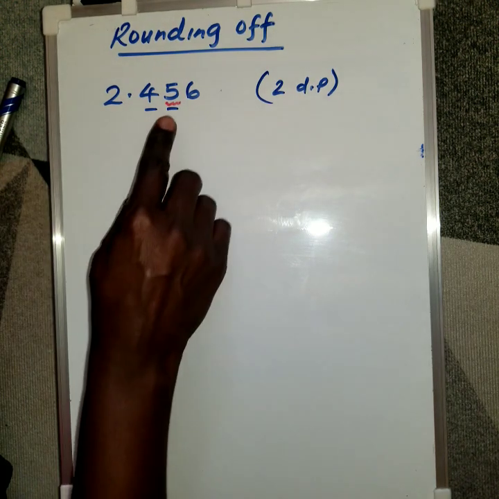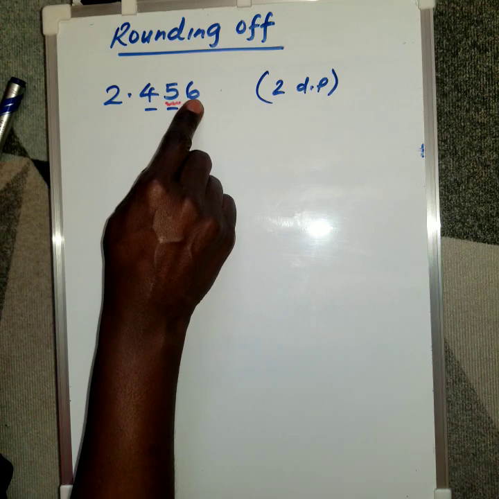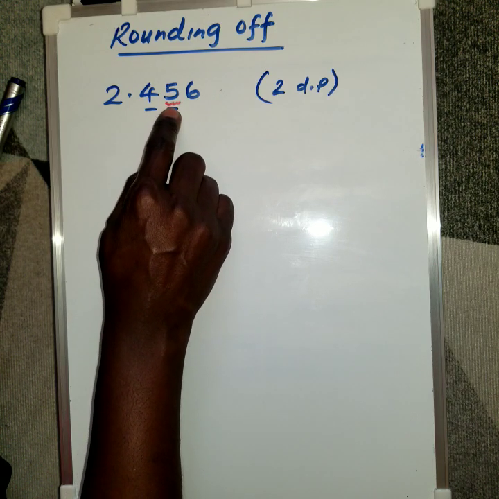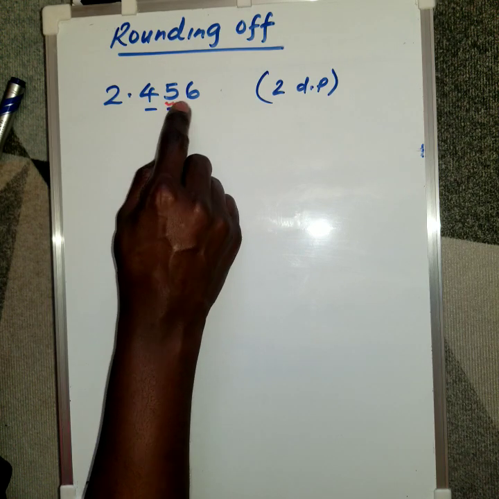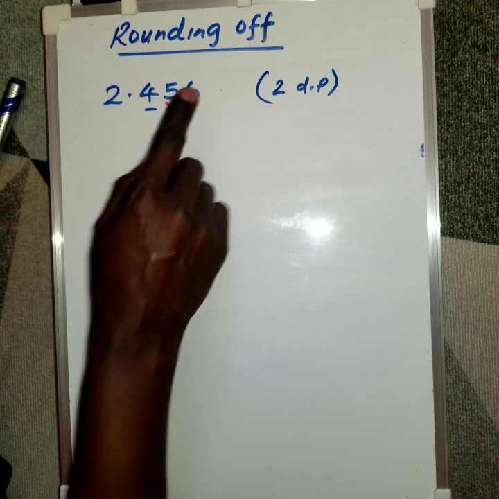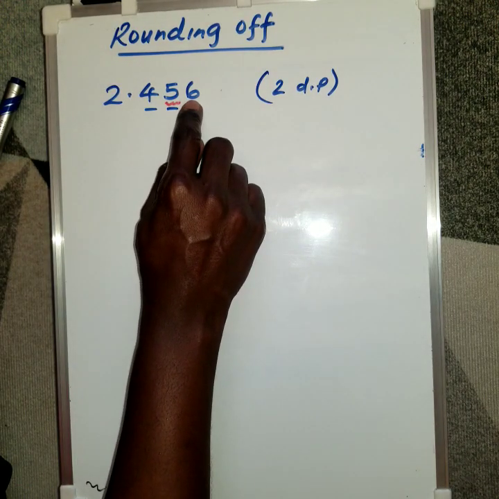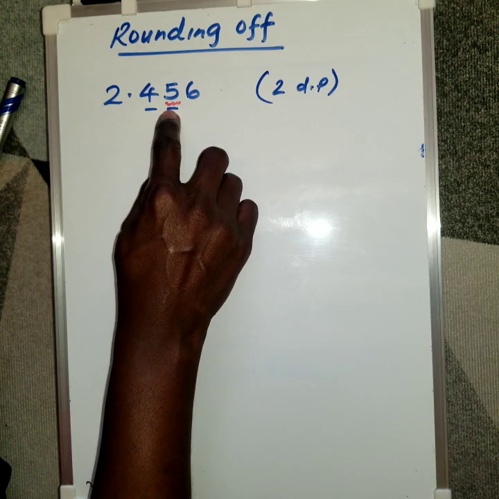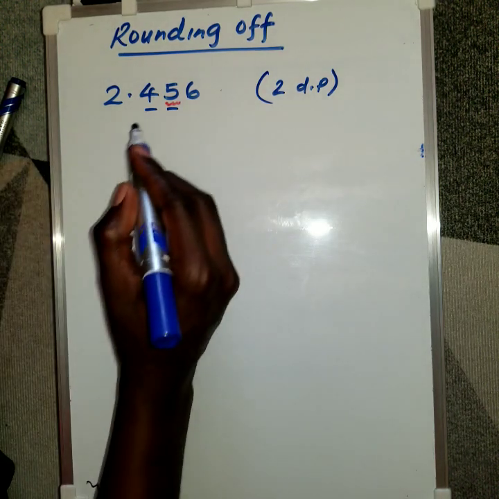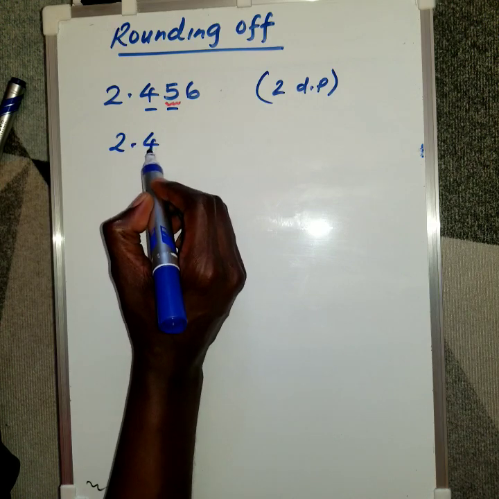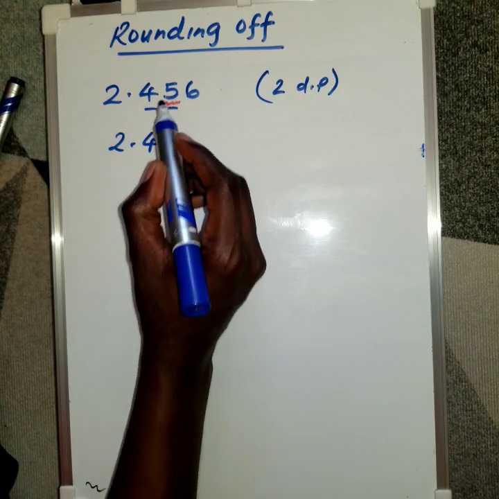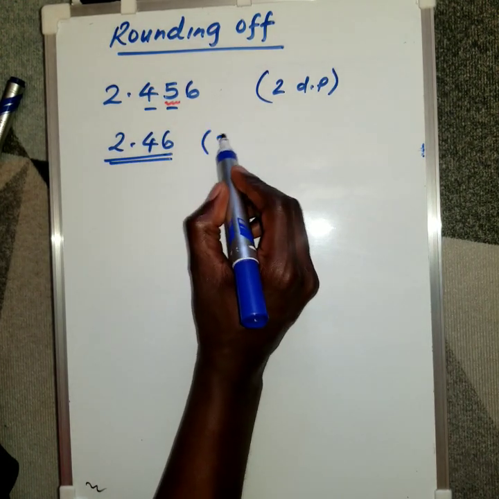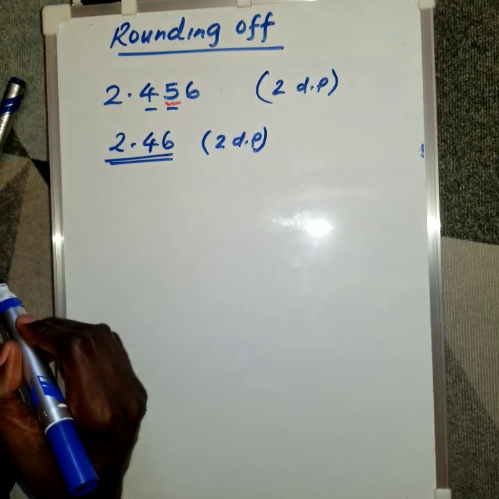Now for you to round off, you need to look at the number that follows in front. So this value here, the 5, can either remain a 5 or it can increase depending on the next value that you have. If the next value is 5 and above, it simply means that you are going to add a 1 to this one. So in this case, to 2 decimal places, it will be 2.46, because the next number is greater than 5, so this number will change and now become 6. So that means I've rounded off to 2 decimal places.